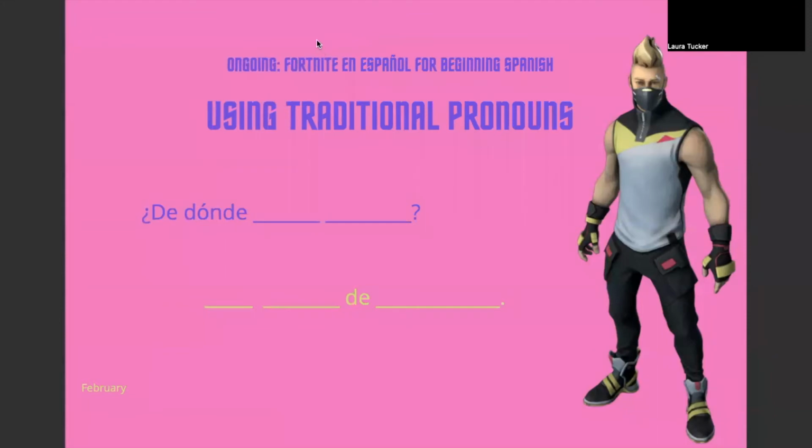All right. So let's say you want to try to use some of these pronouns. I'm going to give you a very easy question to practice. So we're going to do usted and tú. We're going to be using you for this particular example. So, ¿de dónde? It's like, where from? So we're going to ask, where are you from? So, ¿de dónde es?